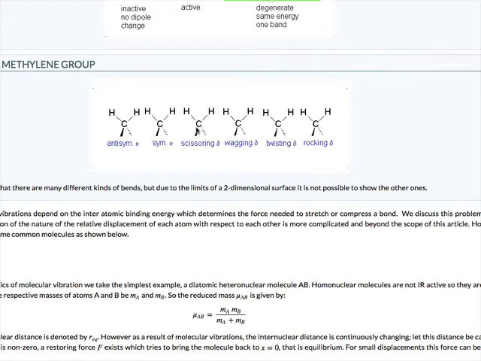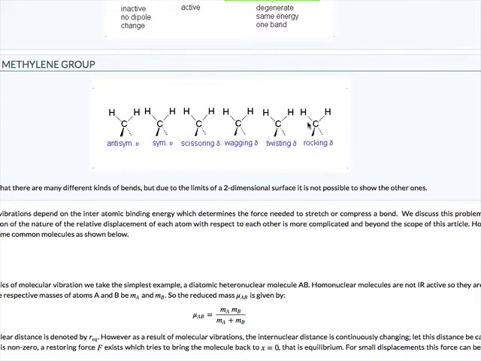We can have a scissoring where the H's are coming in and out, where the CHC bond angle is getting bigger and smaller. We can have a wagging where the two H's are coming in and out of the plane of these other two groups. So you see they're going in and out and in and out. We can have a twisting, which is basically an asymmetrical wagging where one H is coming out of the plane while the other H is going into the plane. That would be kind of like a twisting, and everything of course is happening relative to these other two groups that are remaining fixed in space.